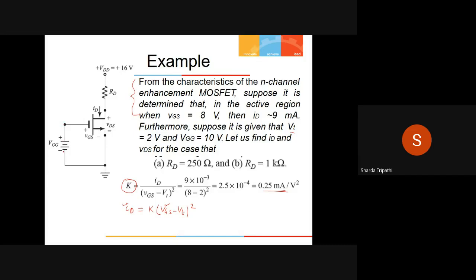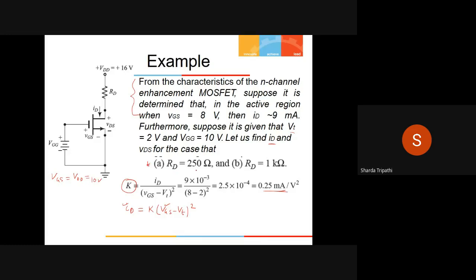So if you observe the circuit over here, because there is no resistance connected to the source terminal, we understand from here that VGS is actually equal to VDD, which is given as 10 volts. And then what is required to find? It is required to find ID and VDS for two cases. In the first case, when RD is given by 250 ohms, and in the second case, when RD is given by 1 kilo ohms. So let us start with the first case.